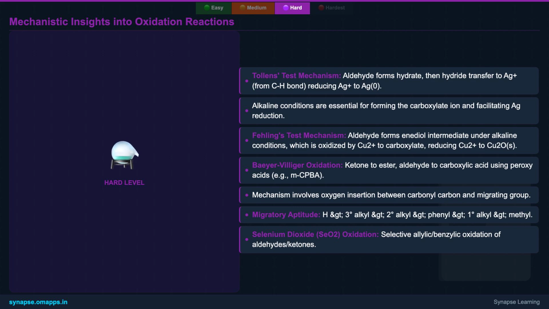And for those specific cases, where you need to oxidize a carbon adjacent to a double bond or a carbonyl, selenium dioxide, or SeO2, steps in. It's a highly selective reagent for allylic and benzylic oxidations, allowing for precise functionalization.